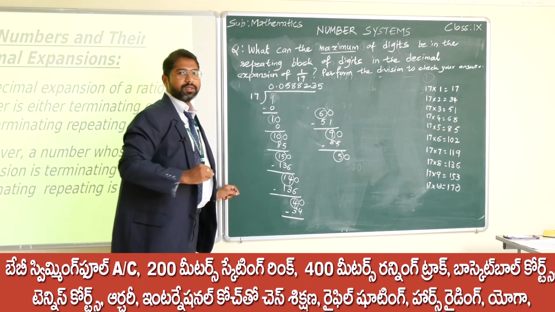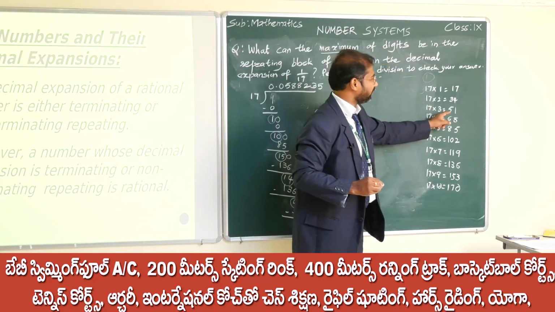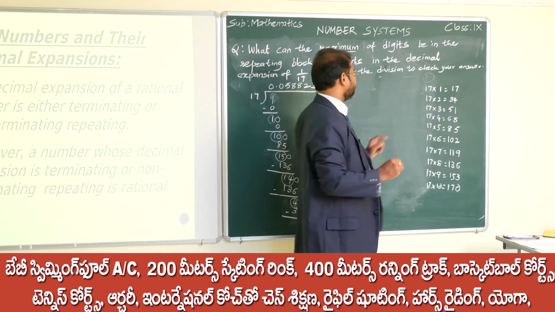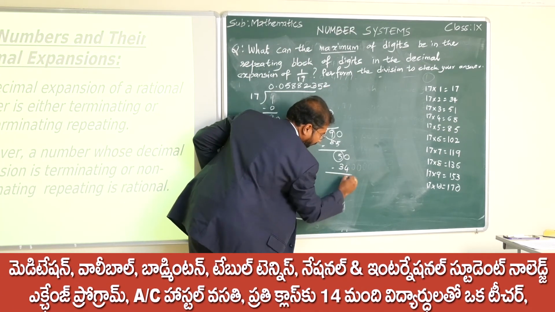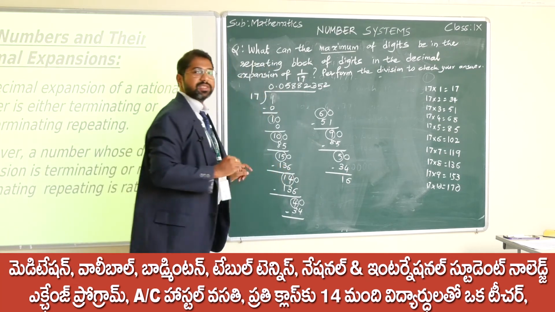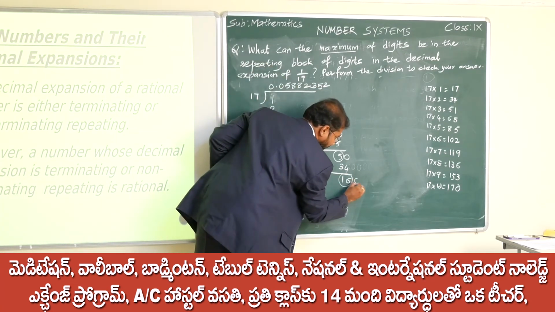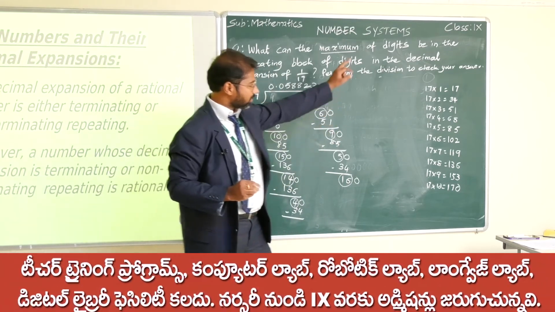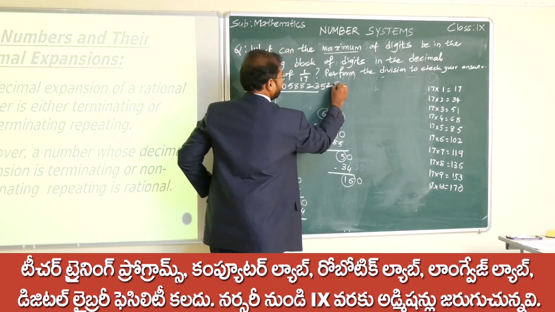Add 0 to its right side. Now the new dividend is 50. Let's see here. 51 is there, so I cannot take that. So again 2s are 34. Now the remainder is 16. Add 0 to its right side. You will get 160. Let's see, 160. 17 nines are 153.